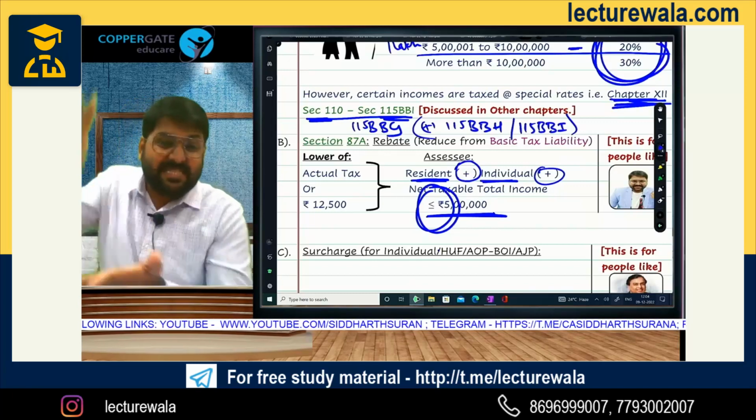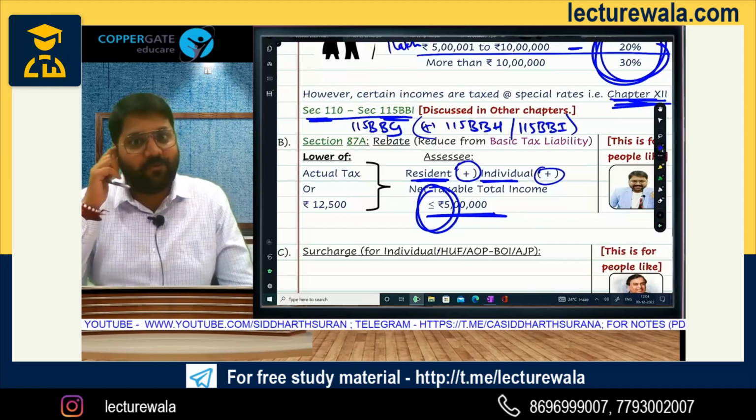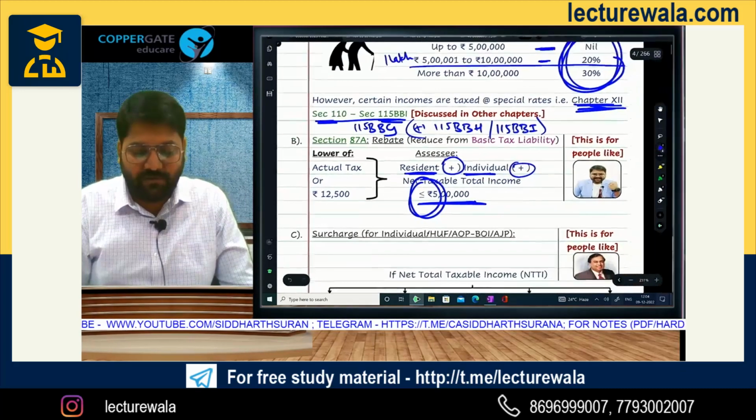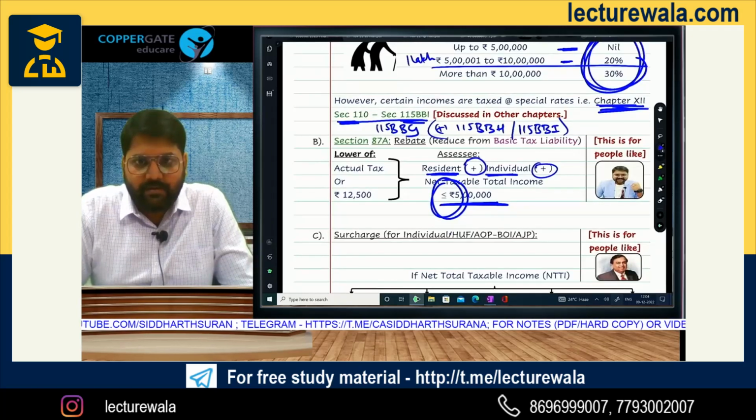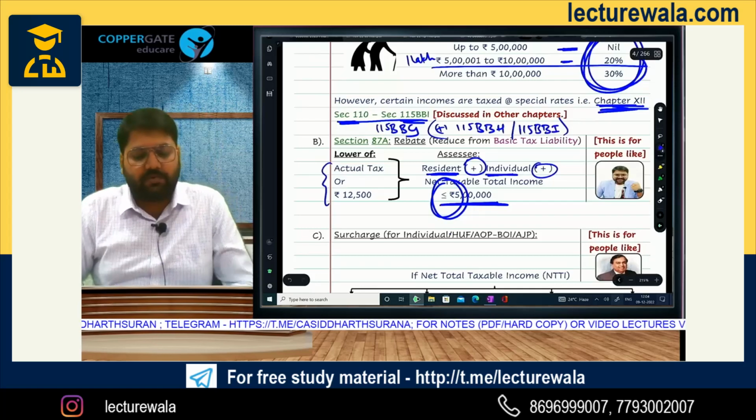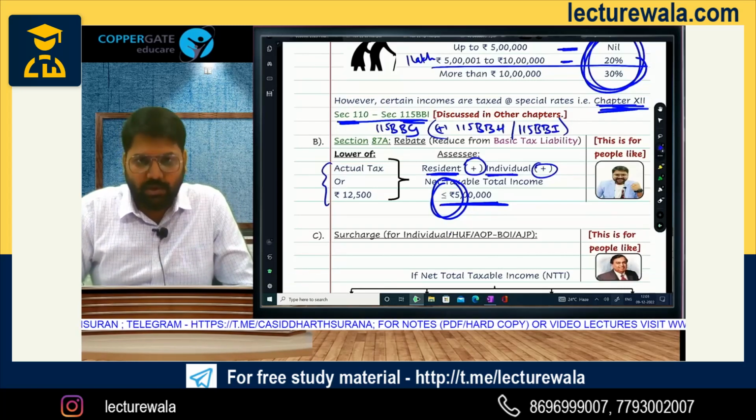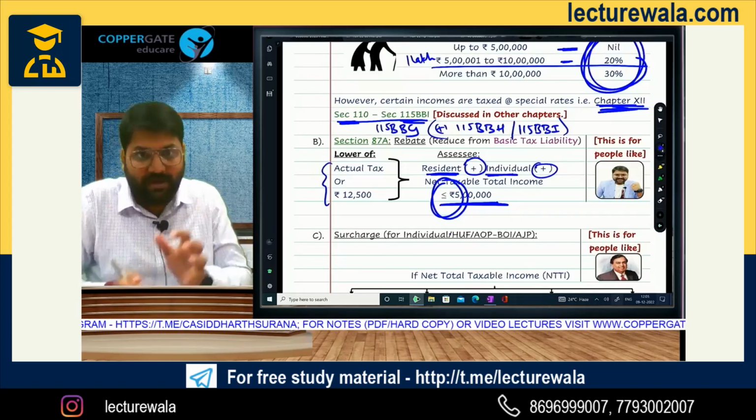If your income is exactly 5 lakh, you still get rebate. Income up to 5 lakh, less than or equal to 5 lakh, you are still going to get rebate. And what is going to be the quantum of rebate? Actual tax or 12,500, whichever is lower. Whatever is the actual tax that you have calculated, it can be as per normal rate or special rate.